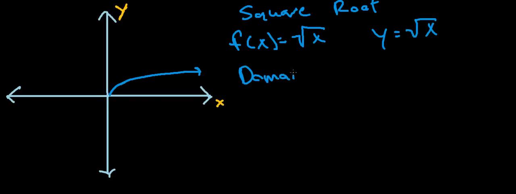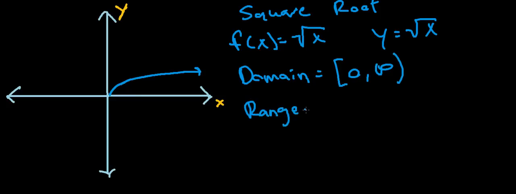So let's consider the domain. What numbers can we put in that are going to give us real answers? And the answer for this is 0 and all positive numbers. If you put in 0, the square root of 0 is 0. If we put in positive numbers, we get a positive square root, it's fine. But if we put in negative numbers, then we're going to get a negative under a radical. So the domain includes 0 and goes to infinity.